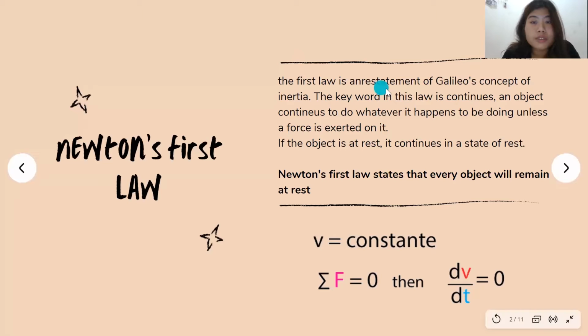Newton's first law is a restatement of Galileo's concept of inertia. The key word in this law is continuous. An object continues to do whatever it happens to be doing unless a force is exerted on it. If the object is at rest, it continues in a state of rest. Newton's first law states that every object will remain at rest. We can say in this, V equal constant, sigma F equal 0, then dV over dt equal 0.